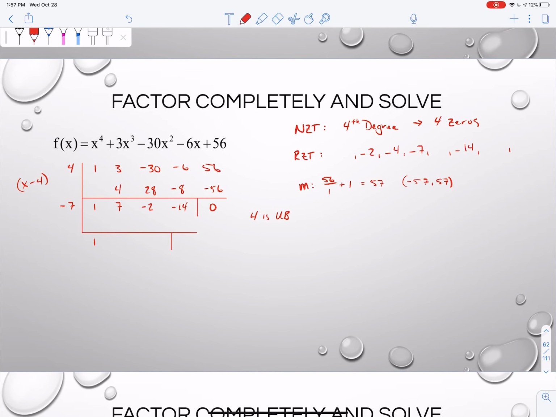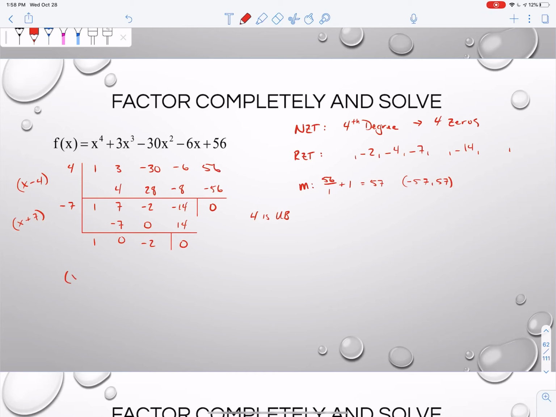Now notice that here I have a squared term, an x to the first term, and a constant term. Okay, I've gotten this down now to a quadratic factor. So what I've got is, I can write this as x minus 4 times x plus 7 times, from this quotient that's left over, x squared minus 2. Still all equal to 0. This is a factored form of my original polynomial.